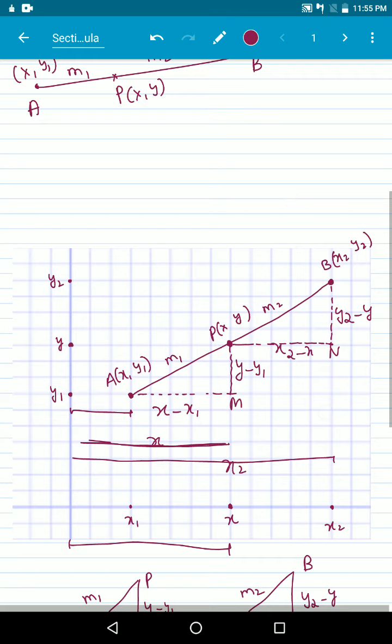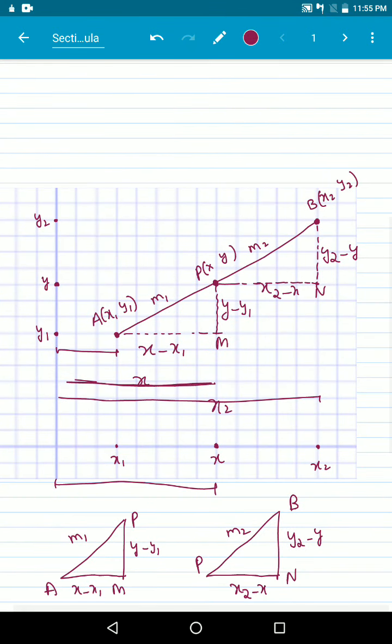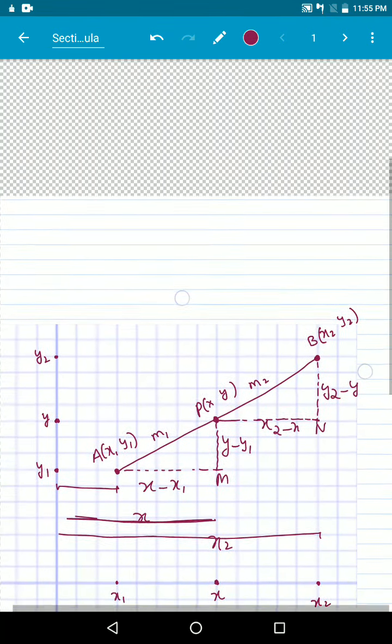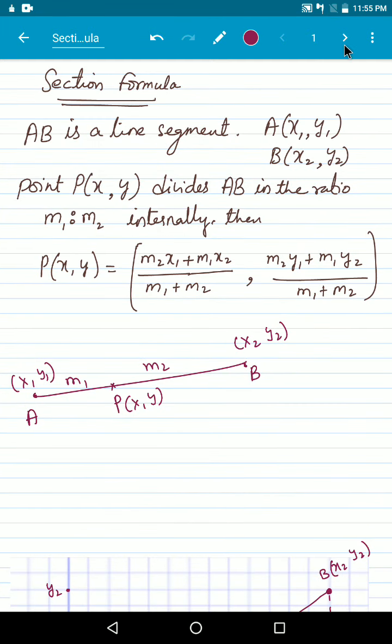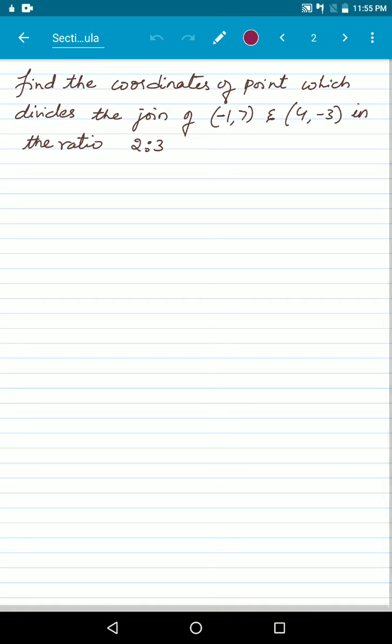Derivation is not needed for you for the examination, but to understand the concepts better, I advise you to go through the derivation also. Now let us solve a few problems. We have a problem here. Find the coordinates of the point which divides the joining of -1 comma 7 and 4 comma -3 in the ratio 2 is to 3.